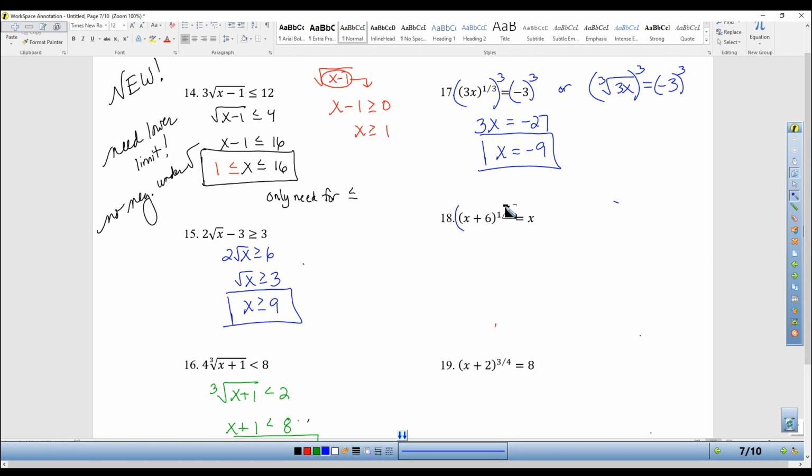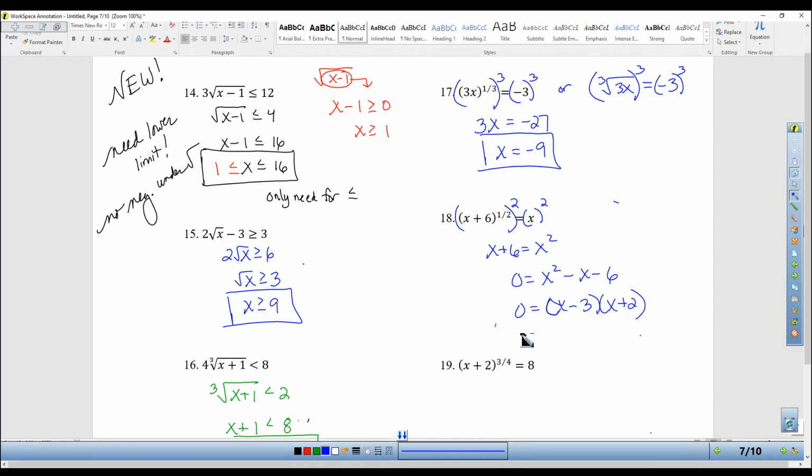This is a square root, so I'm going to square both sides. I get x plus 6 is equal to x squared. I see an x squared in my equation, so what do? I set it equal to 0, and I factor.